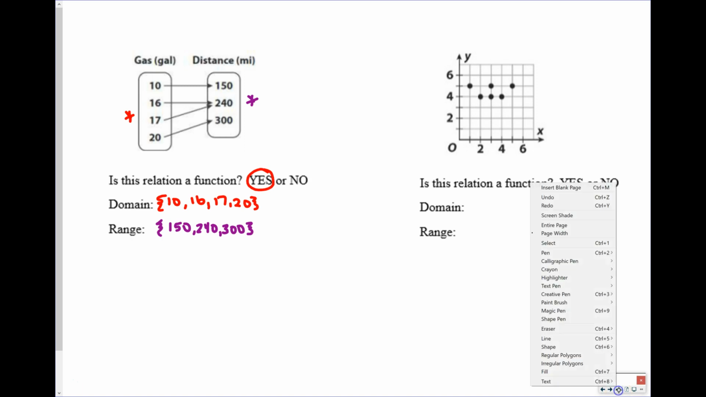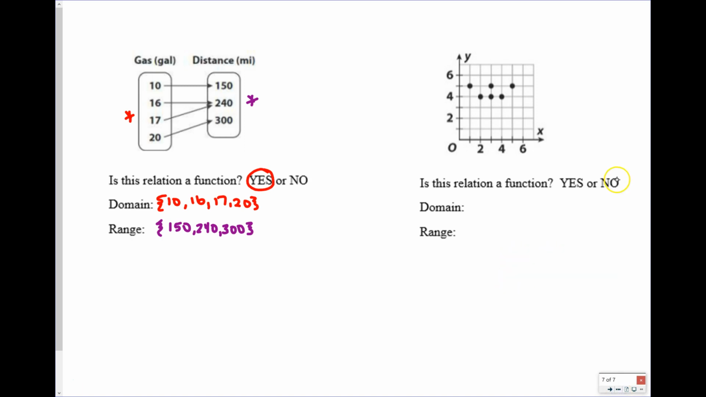Next one, is this relationship a function? This relationship is not a function. It's not a function because the number 3 here has decided to be both a 4 and a 5. Not cool.